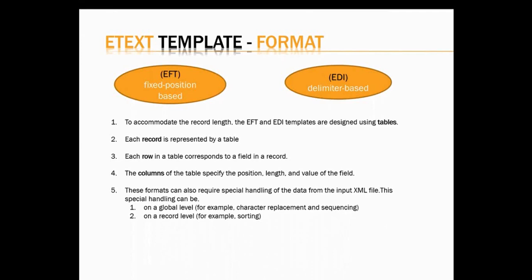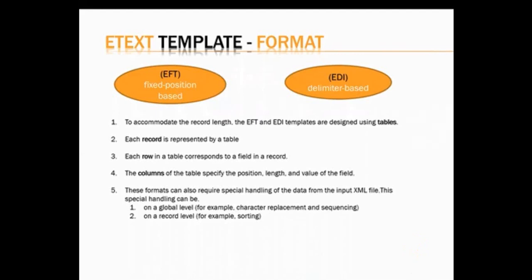Typically they expect the files in the EDI format, electronic data interchange format, and the other format is called EFT format. So basically we need to generate the file in this format. If you want to generate the file in these formats, this type of generation of data is called eText templates. Creating an eText template is similar to the typical BI Publisher, but the mechanism of creating it is a little bit different from how we create the typical BI Publisher layouts.